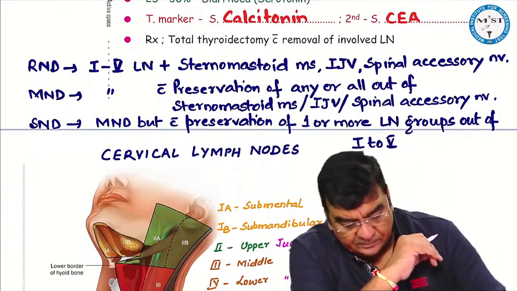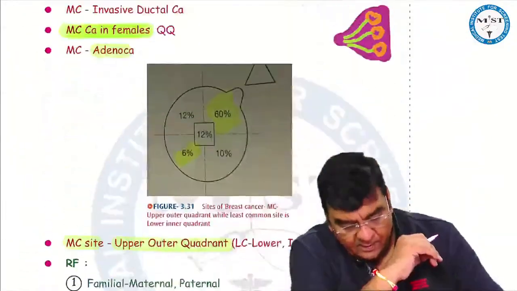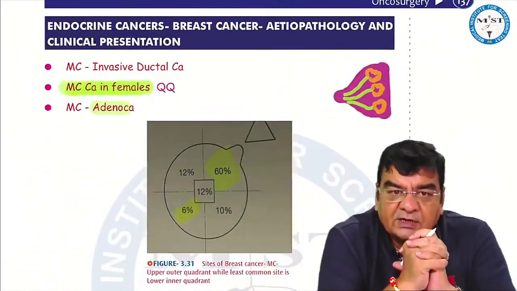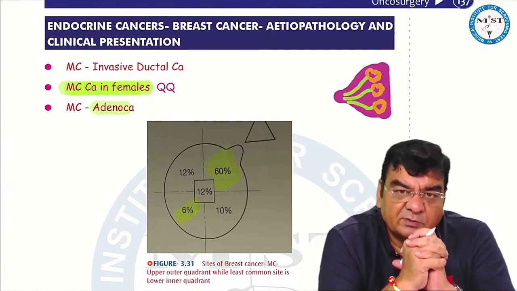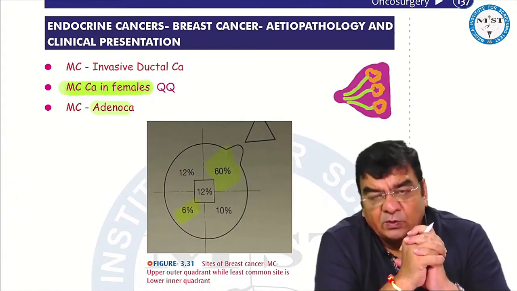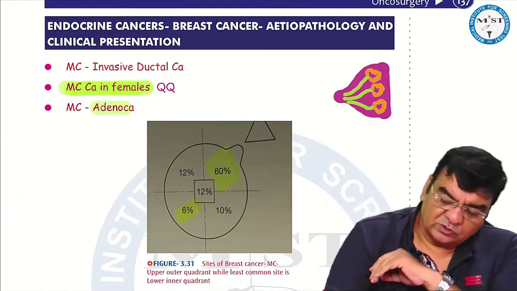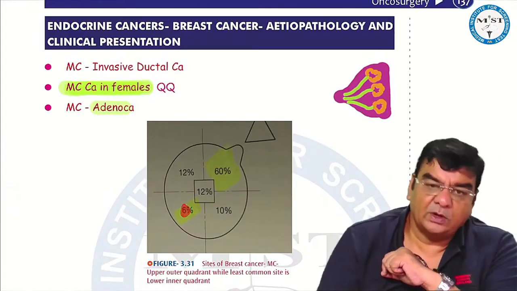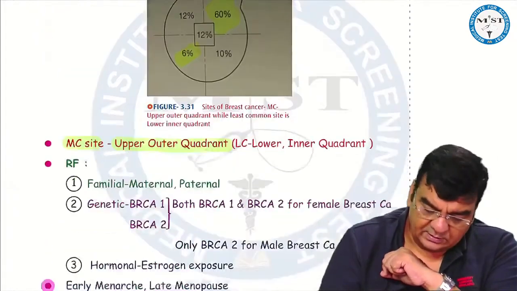Then, if we look at the breast cancer story, this is the commonest cancer in females. 90% of breast cancers originate from the duct. So most commonly it's an invasive ductal carcinoma, an adenocarcinoma. And most commonly it is seen in the upper outer quadrant, least commonly in the lower inner quadrant.